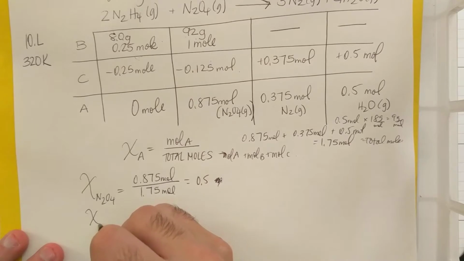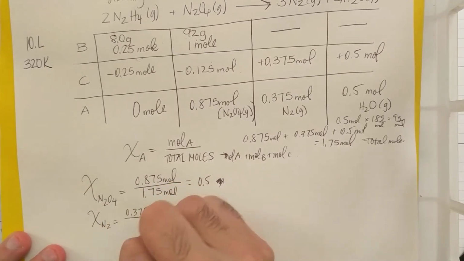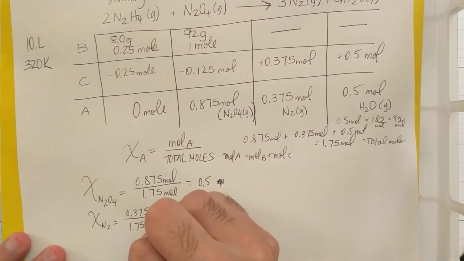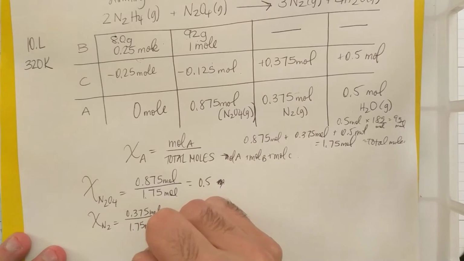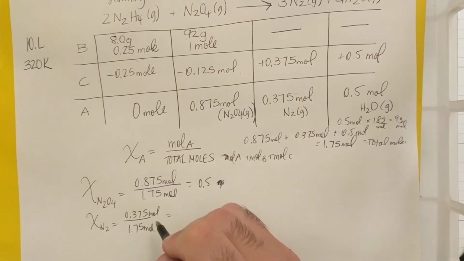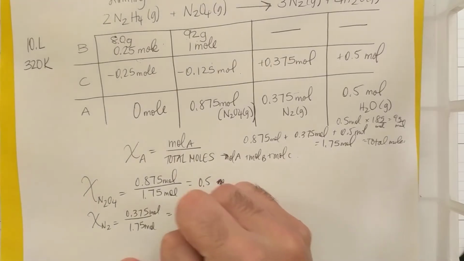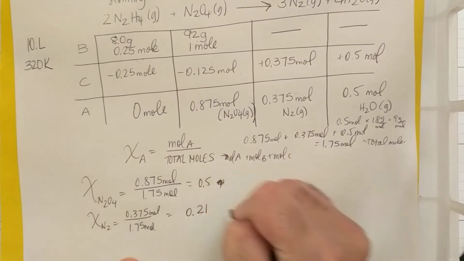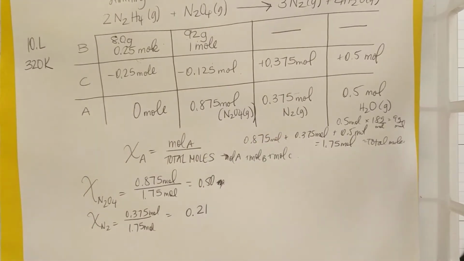I'll do my mole fraction of N2. It's 0.375 divided by 1.75, right? 0.375 moles of N2, and 1.75 is my total moles. If I do this math, I will get 0.21. I'm rounding here. Let's say this is 0.5 and I have 0.21.